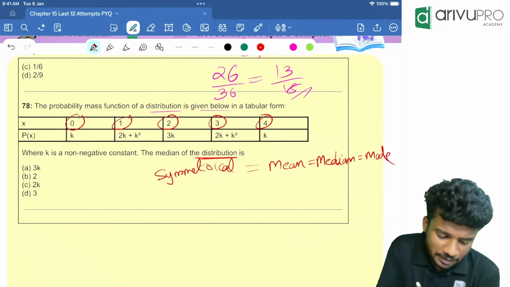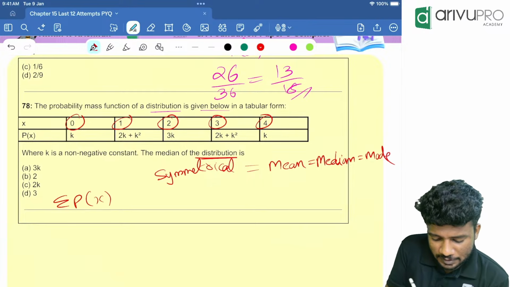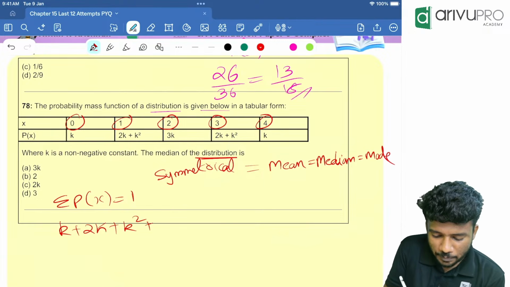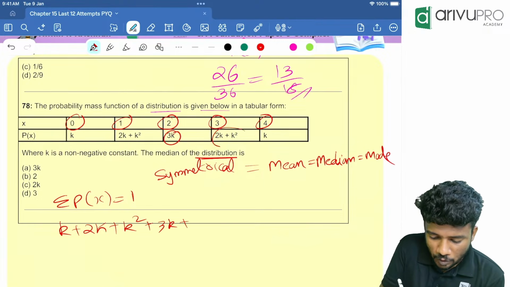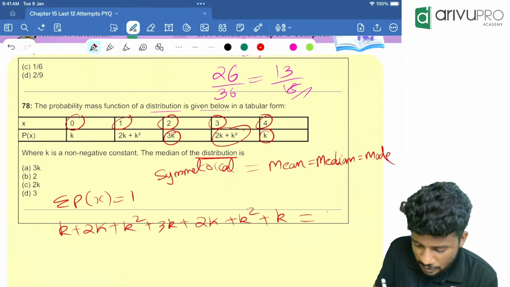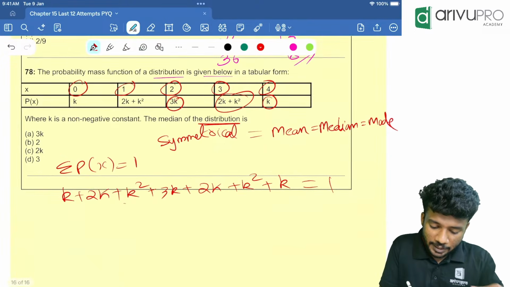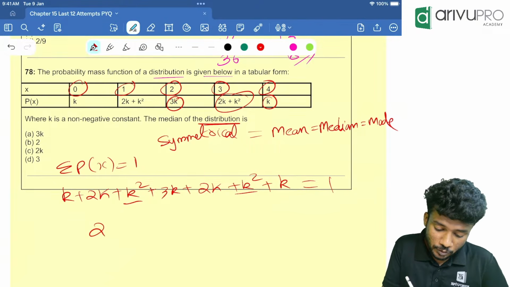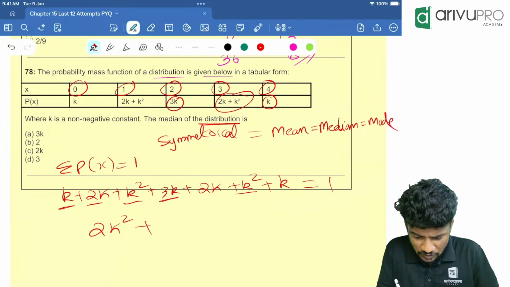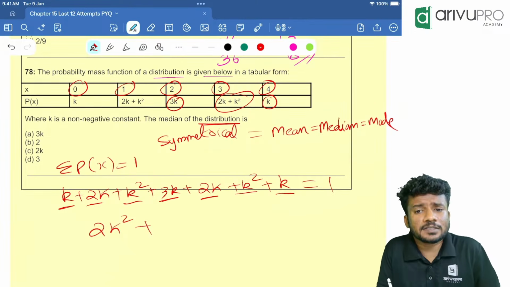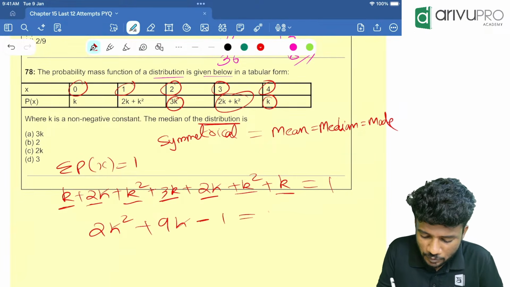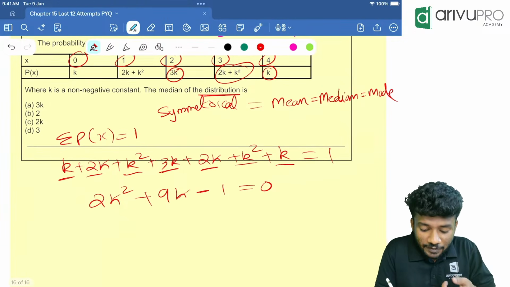So people, here we know that sigma p of x is equal to 1. So can I write it as k plus 2k plus k square plus 3k plus 2k plus k square plus k, which is equal to 1. From there I can write how many k squares are there? k square plus k square is 2k square, plus how many k's are there? k plus 2k is 3k, 3k plus 3k is 6k, 6k plus 2k is 8k, 8k plus k is 9k. Then 1 come to this side, minus 1, which is equal to 0. From this, you find the value of k.